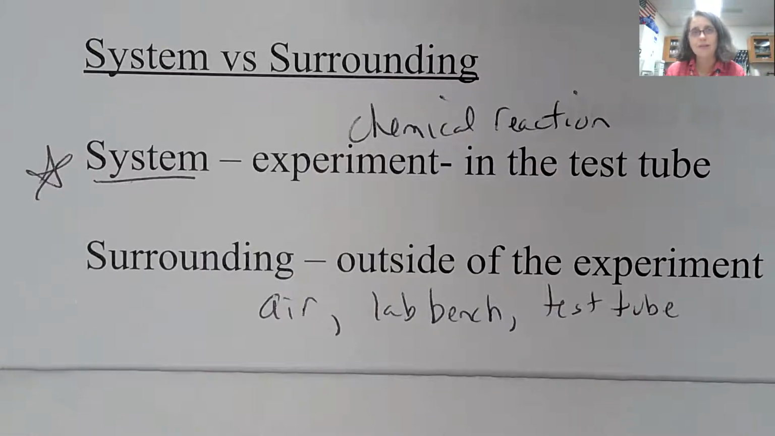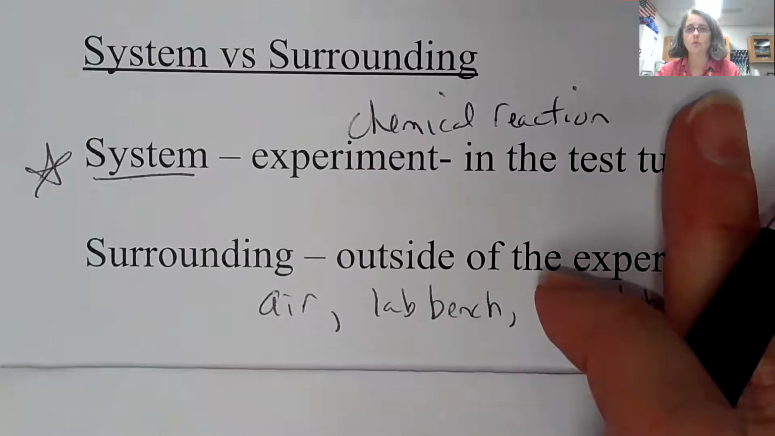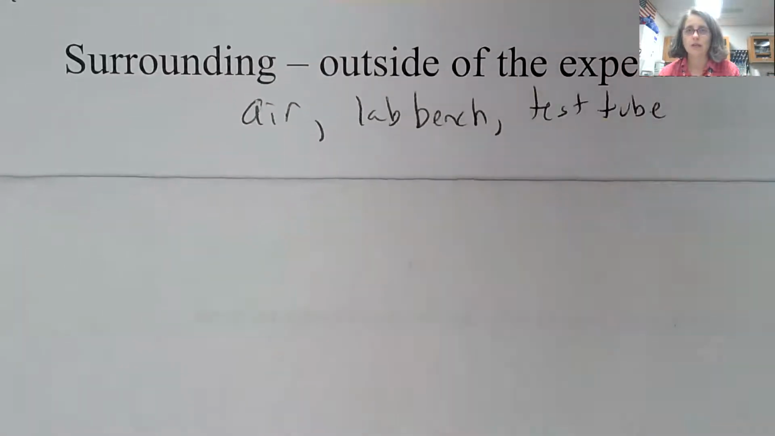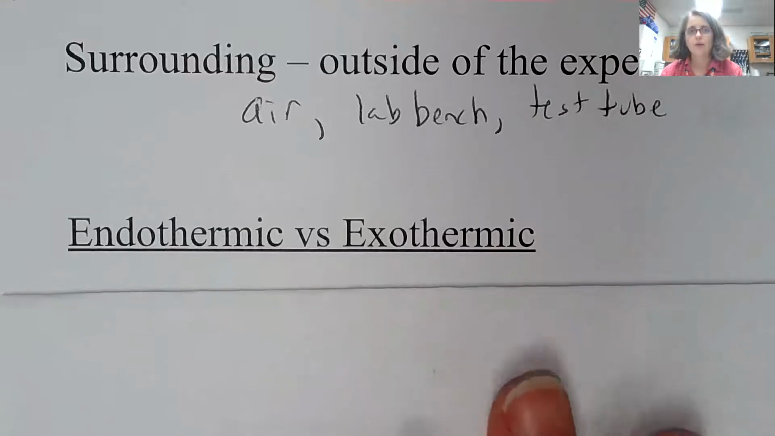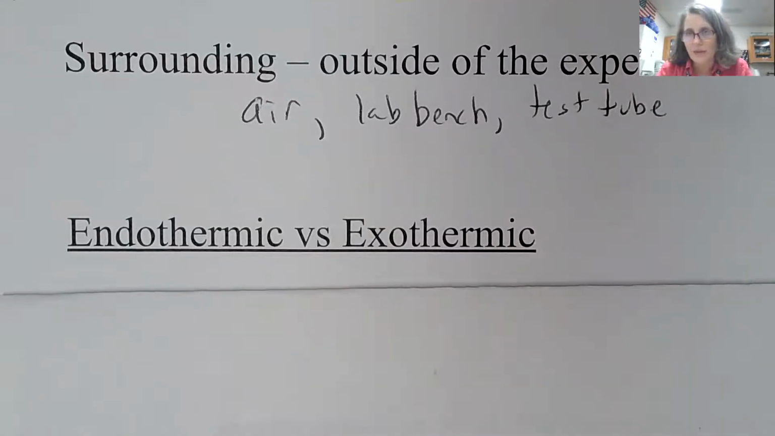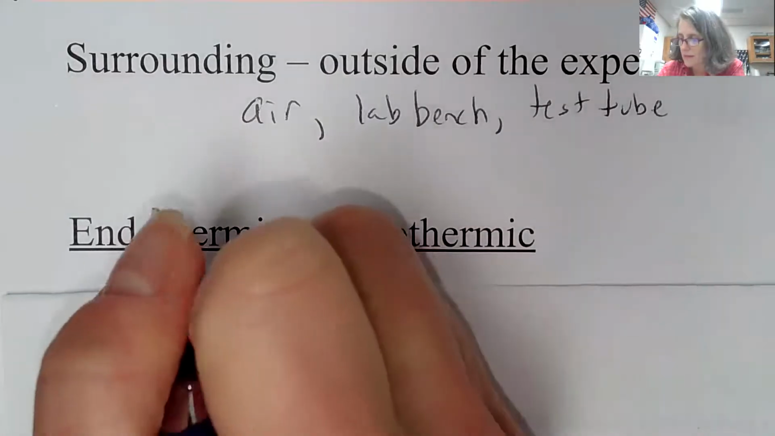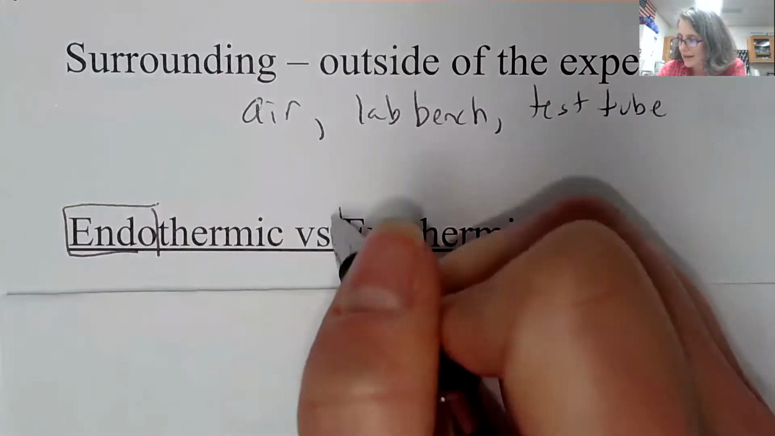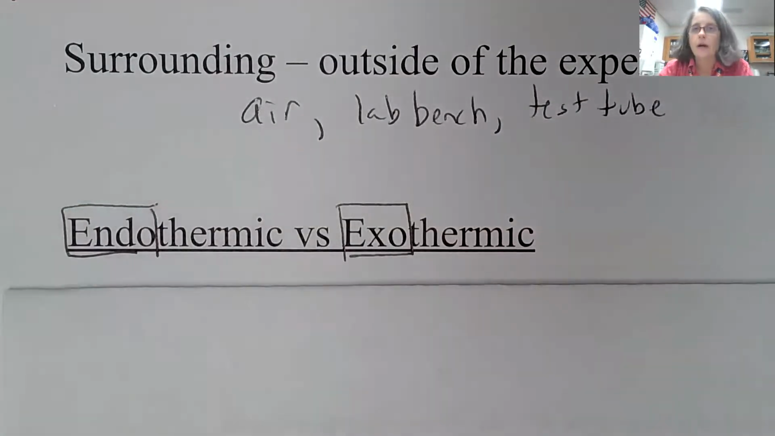Okay, so we're going to use system and surroundings to define two key words that we're going to use going forward. Those words are endothermic and exothermic. And we're going to use them in a couple different places in this unit. Realize that they're going to be abbreviated endo and exo going forward, so it's less writing for us to do.